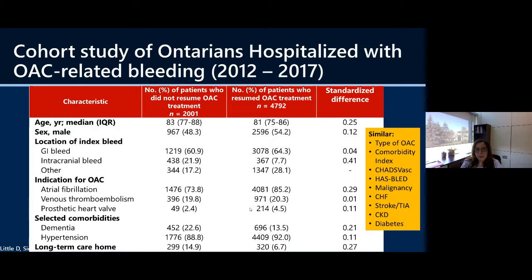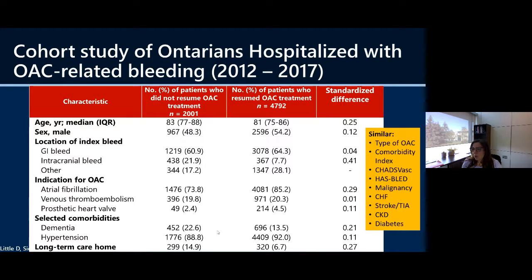We then looked at a cohort of Ontarians. This is about 7,000 people who were admitted to hospital in Ontario with anticoagulant-related bleeding, and we looked at outcomes after them. We're still in the process of analyzing some of these data, so I hope we're going to have some interesting findings coming up as well. These patients were mostly patients with atrial fibrillation, so relevant. And again, the majority had GI bleeding, which we predicted. These patients were also quite elderly, 81 to 83 being the average age.